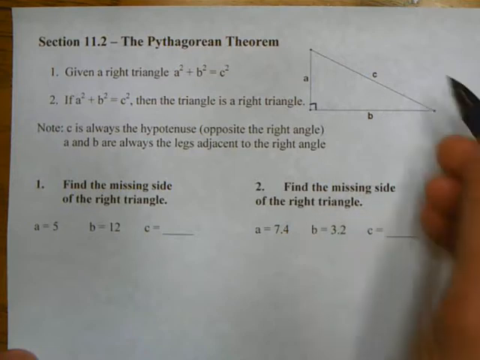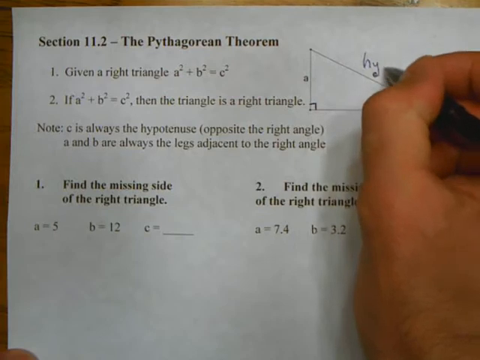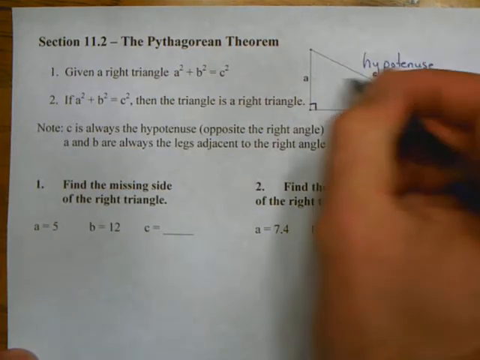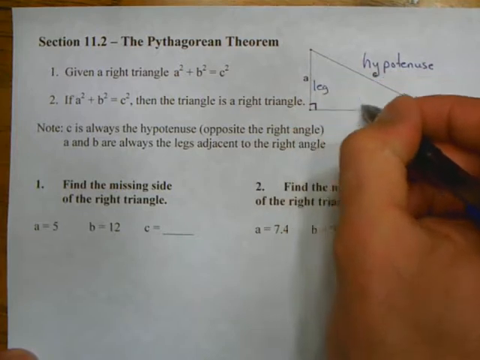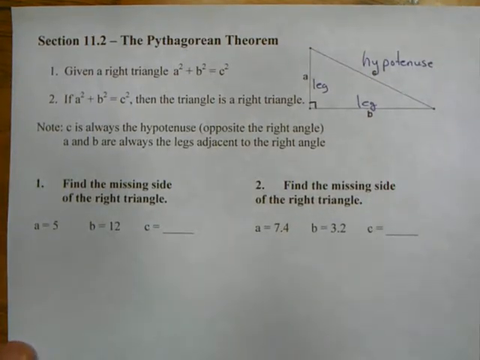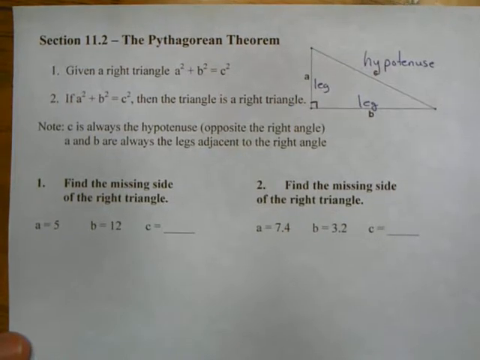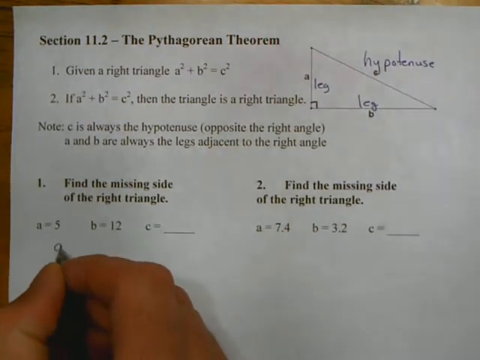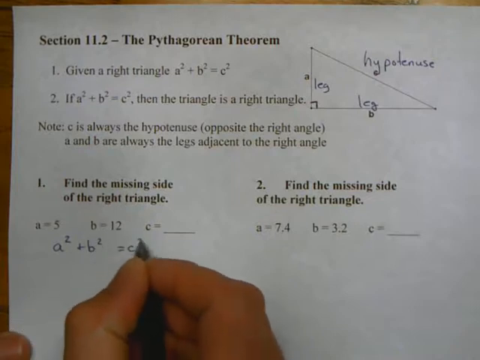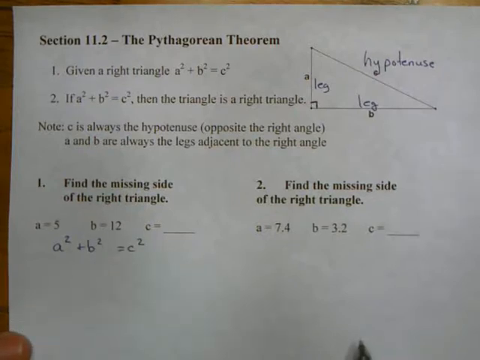The longest side of the triangle is called the hypotenuse, and the shorter two sides of the triangle are both called legs. So, as we look at our triangle, we can find out the third side of a triangle if we know it's a right triangle. So we use the Pythagorean theorem, a squared plus b squared equals c squared, to do this.